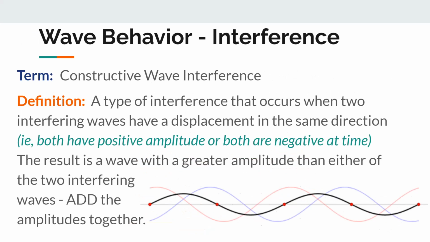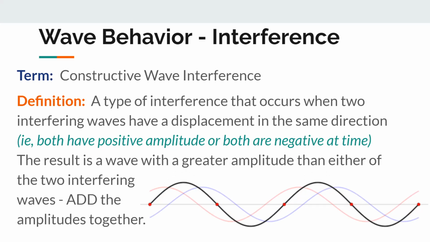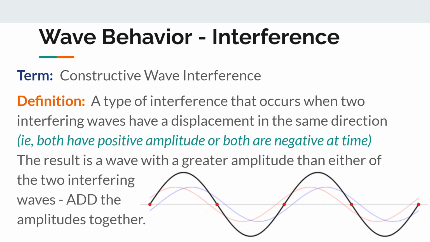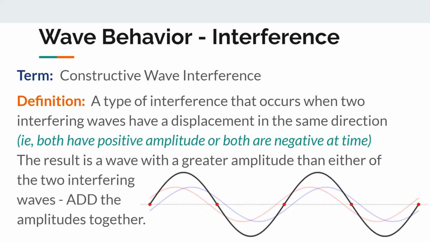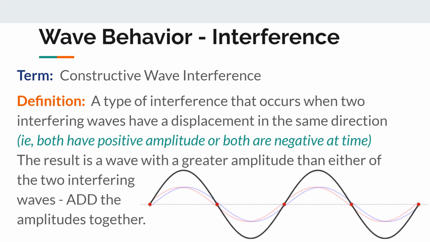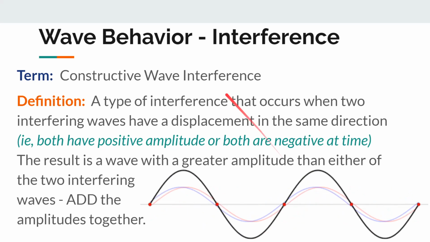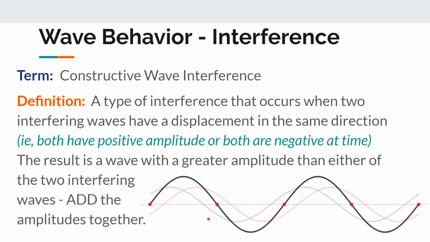All right, so let's talk a little bit more about constructive wave interference. It is a type of interference that occurs when 2 interfering waves have displacement in the same direction, i.e. both have positive amplitude or both are negative at the same time. The result is a wave with a greater amplitude than either of the two interfering waves because you add their amplitudes together. We just talked about this on the last slide as well, but if you want to add to your definition, you can. You're going to get this if you have waves that are lined up in phase, where crests line up with crests and troughs line up with troughs. You're going to add them together.